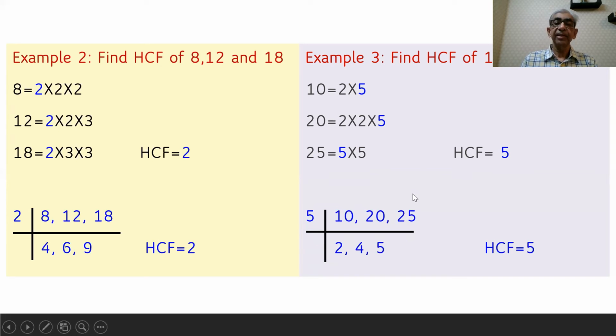With the second method, 10, 20 and 25, I take out 5 as a common factor outside. So 10 becomes 2, 20 becomes 4, and 25 becomes 5. Now between 4 and 5, or between 2 and 5, there is no common factor. There should be a common factor in all three. Whenever I reach a stage when there is no common factor in all the numbers, I have to stop. So my HCF becomes 5. Now let us see another example.